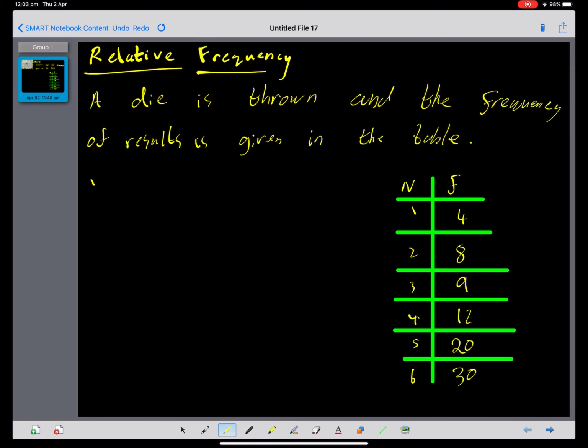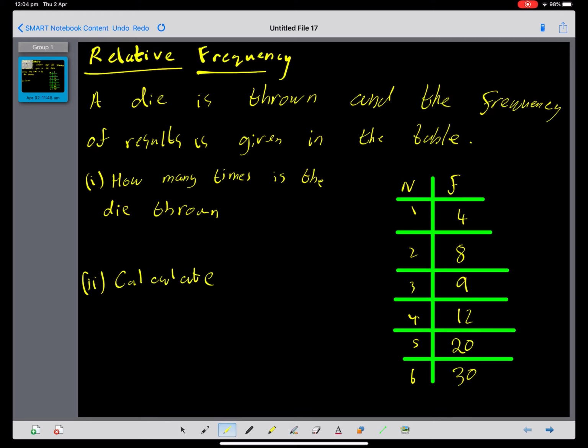Okay, so how many times is the die thrown? Okay, so you can work these out as I write them down. How many times is the die thrown? Calculate the probability of a 5, probability of not 5, and the probability of not even. Okay, pause the video and see if you can do these questions.